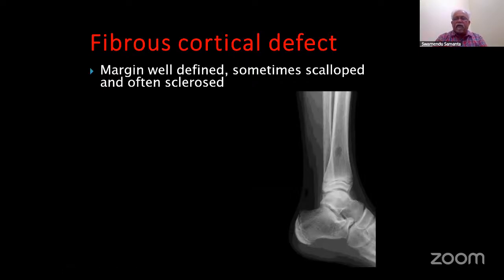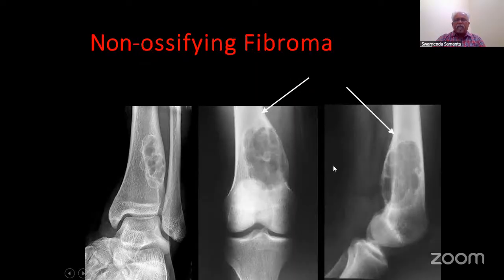This is the classic picture of the fibrous cortical defect. The margin is well defined, and sometimes the cortex can be scalloped. This is non-ossifying fibroma. You see, I have already told you that you can see the wide margin here, and this is the wide margin here. This is located here. You can see it in different parts.